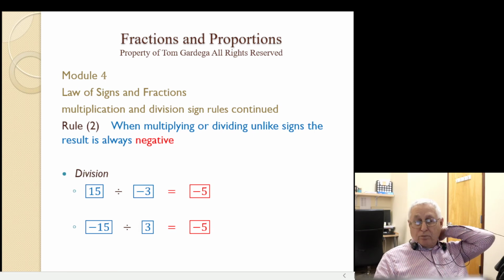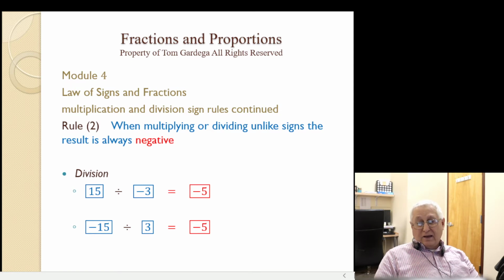Division. Positive 15 divided by a negative 3 equals a negative 5. Positive divided by a negative equals a negative. Negative 15 divided by a positive 3 equals negative 5. Negative divided by a positive equals a negative.